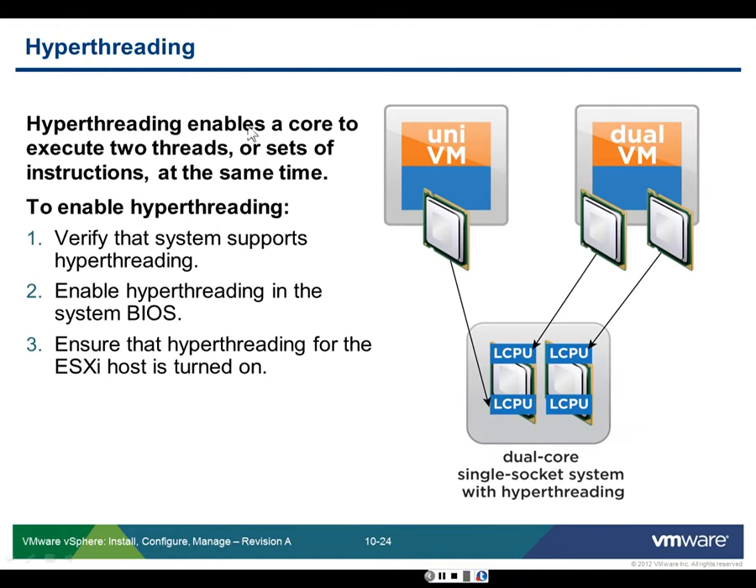Hyper-threading. Hyper-threading enables a core to execute two threads, or sets of instructions, at the same time. To enable hyper-threading: one, verify that the operating system supports hyper-threading, then enable hyper-threading in the system BIOS, and then ensure that hyper-threading in the ESXi host is turned on.